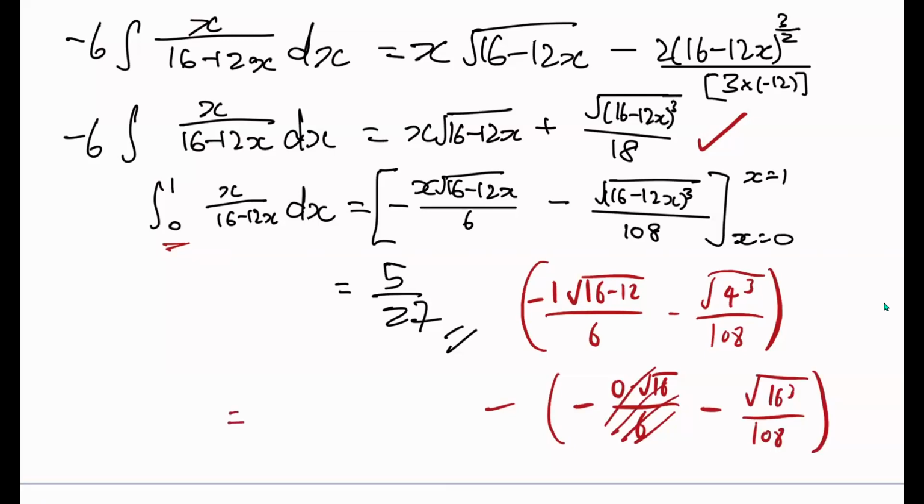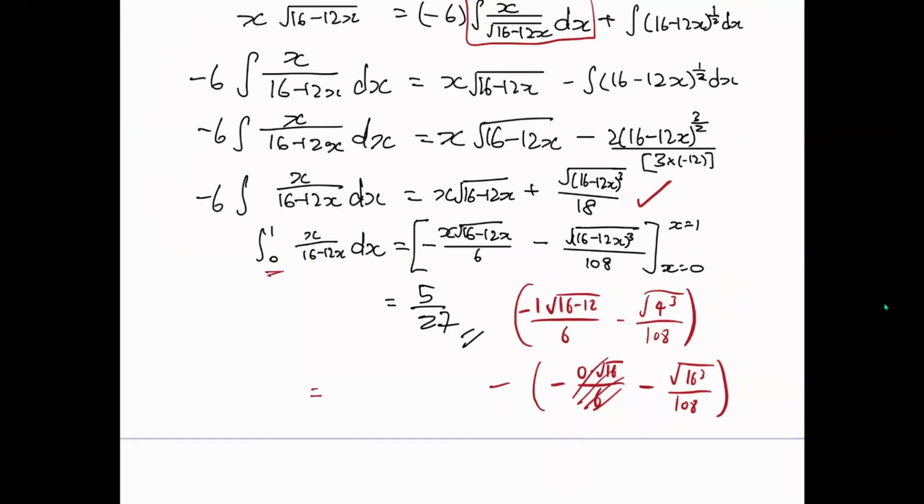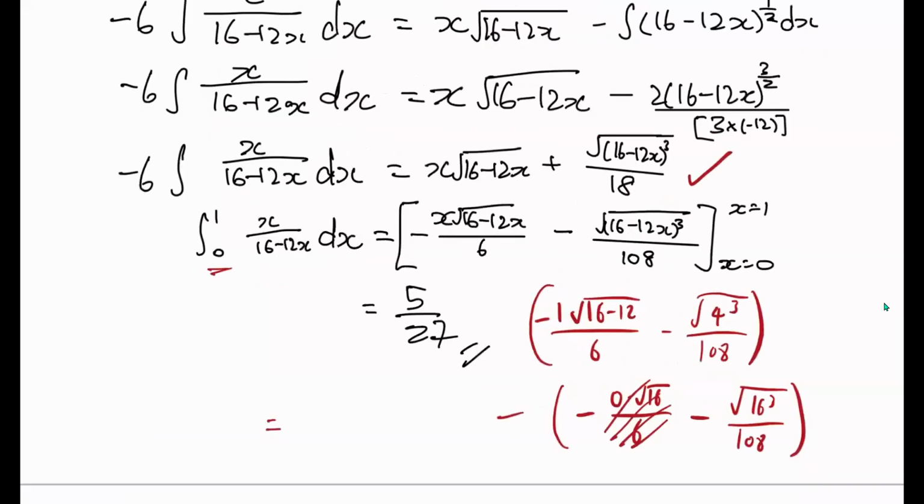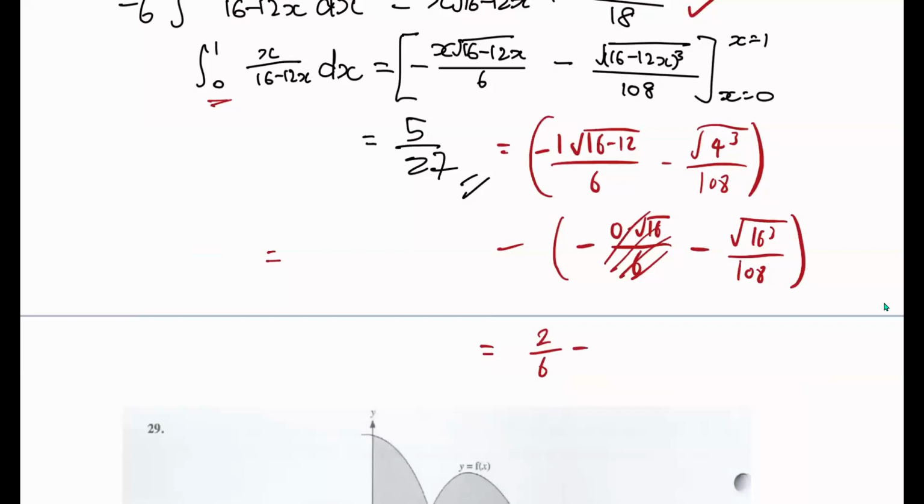So this equals to this, which is square root 16 minus 12 is 4. Square root 4 is 2. 2 over 6. Minus, this is square root of 4 cubed. Here you can rewrite it as square root of 4 first, then cube the whole thing. Square root of 4 is actually 2, so it's 2 cubed, which then becomes 8 over 108. Minus, this first term disappears. Minus becomes a plus. This is square root 16 first, then power 3 over 108. But square root 16 is actually 4, so 4 power 3. Then 4 power 3 is actually 64.